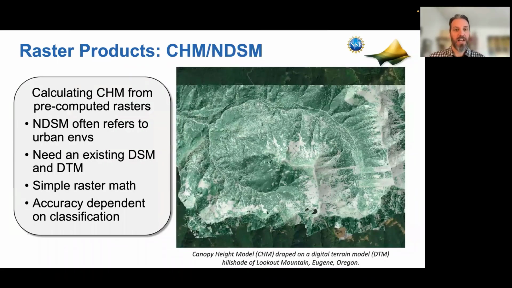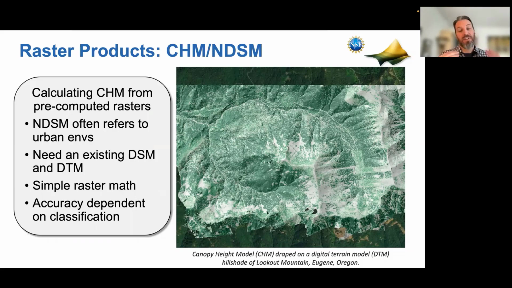So again, this is a canopy height model. And again, just to keep with the nomenclature, you might see it as an NDSM, a normalized digital surface model. In this case, it's a canopy height model over Lookout Mountain in Oregon.